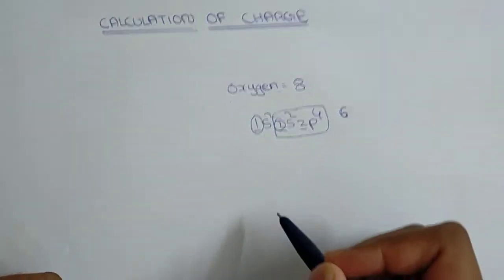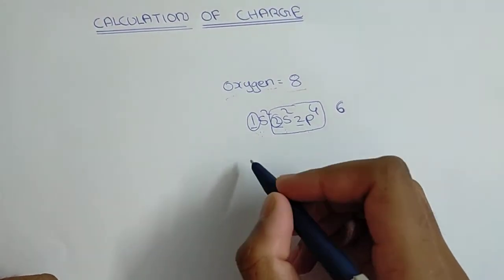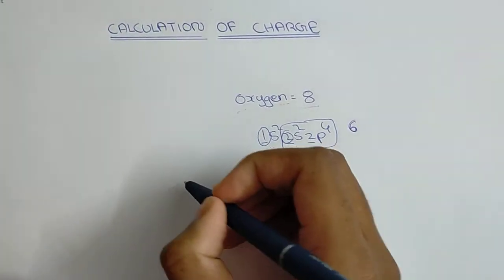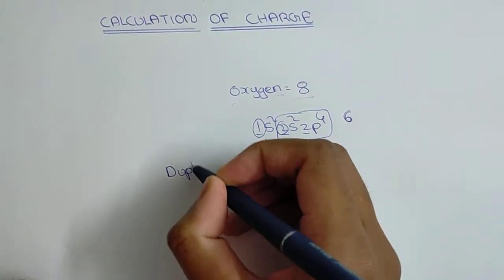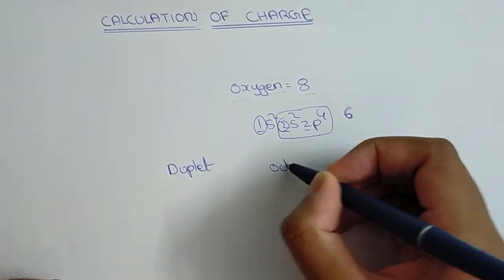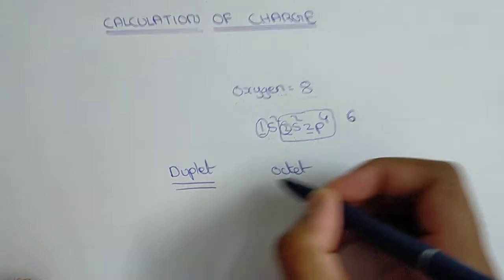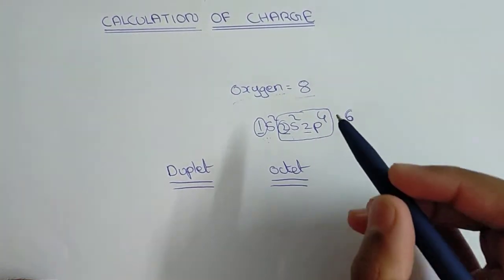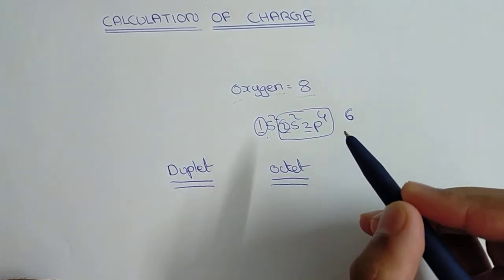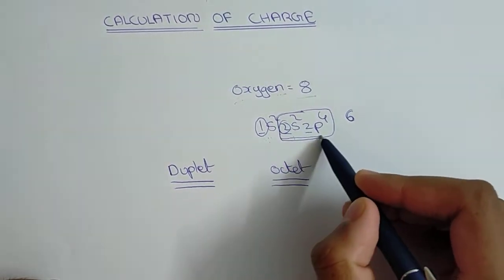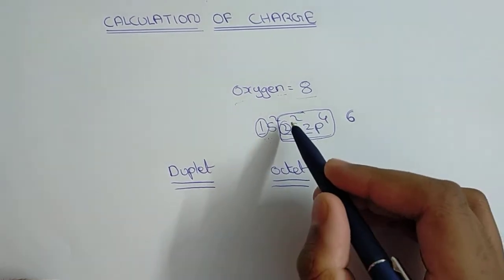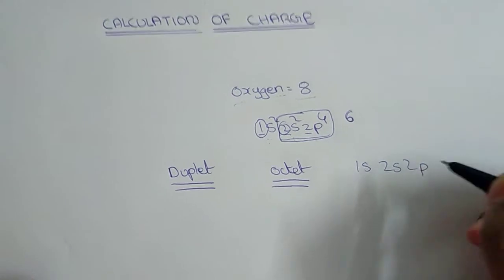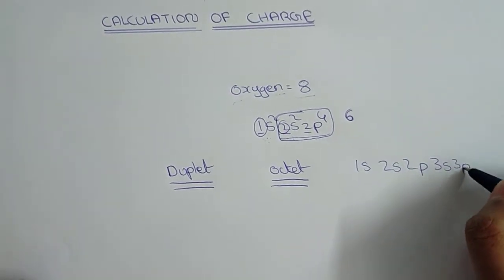So there are two types of stabilities: duplet stability and octet stability, or you can also say octet configuration or duplet configuration. Okay, I'll write it: duplet, octet. There are two types of configurations, or these are also known as two types of stabilities. So to find the charge of an atom, we have to find the last shell of the particular element. So these are the shells: 1s, 2s, 2p, 3s, 3p, 3d.